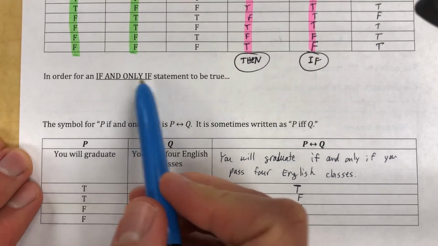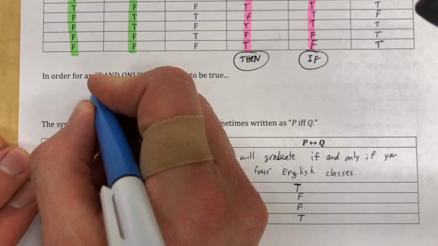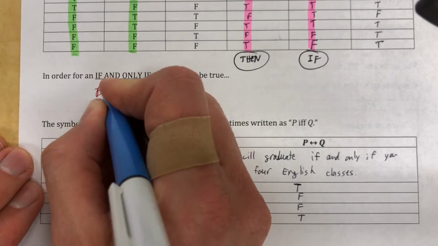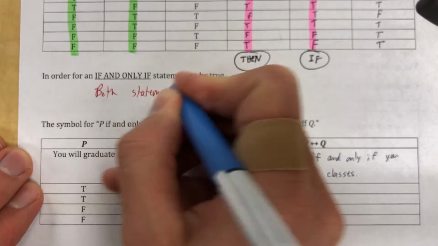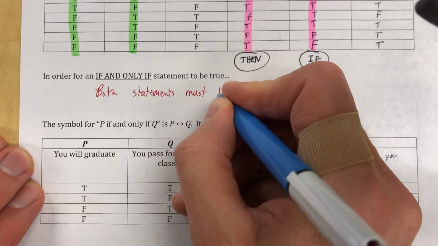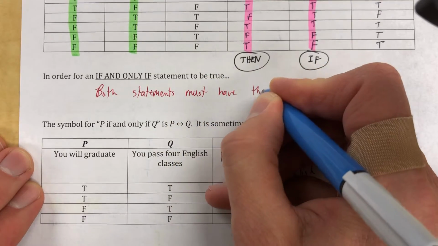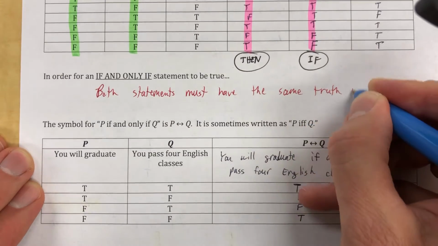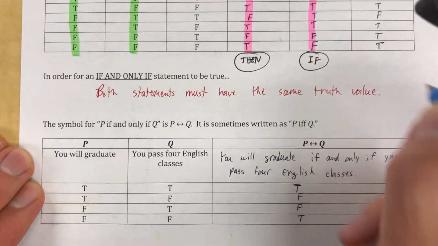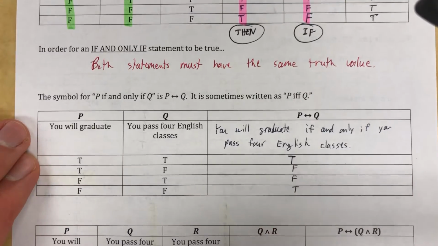In order for an if and only if statement to be true, both statements must have the same truth value. And so we have to watch these very closely. Notice again the double-sided arrow.